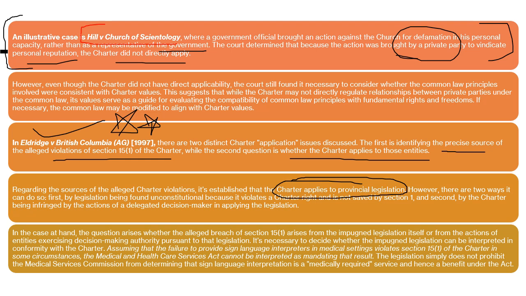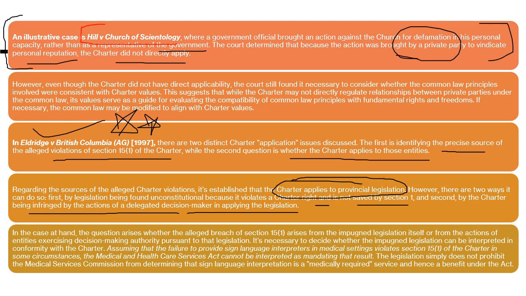There are two ways in which we can do so. First, by legislation being found unconstitutional because it violated a Charter right and it is not saved under section 1. Secondly, by the Charter being infringed by the action of a delegated decision maker in applying the legislation. So we can see that the violation can come in two ways. Firstly, the act enacted by the provincial government directly violates some Charter right which is not saved by section 1.